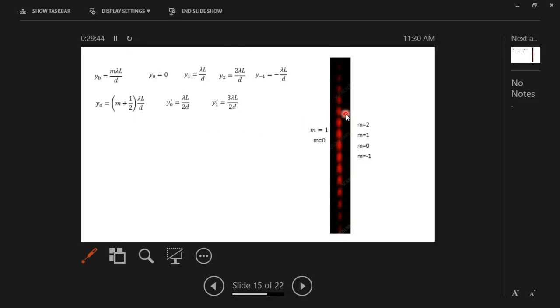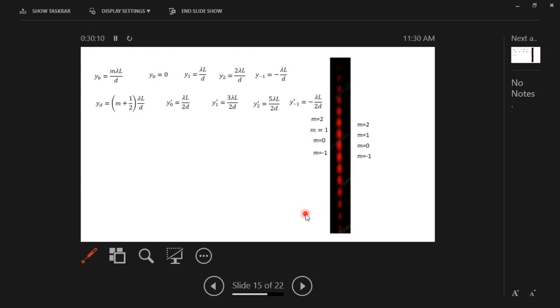Next dark fringe, you guessed right. M should be 2 for this one, and the location is going to be 5/2 of lambda L over D. How about if you go in this direction? Of course, you can do that. For this one, M becomes, as you can imagine, -1, and then the location is going to be minus lambda L over 2D, and so on.